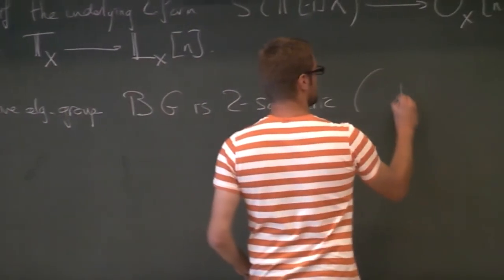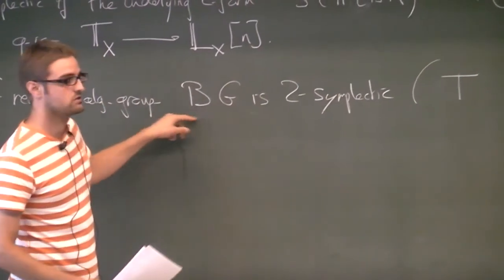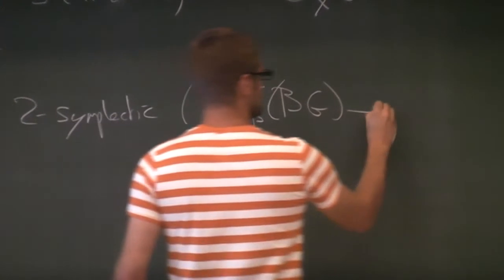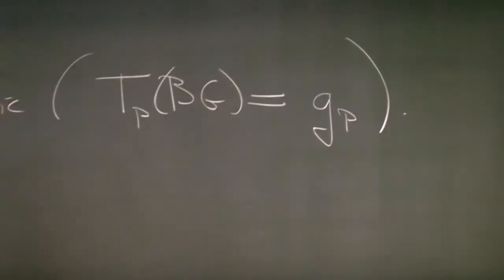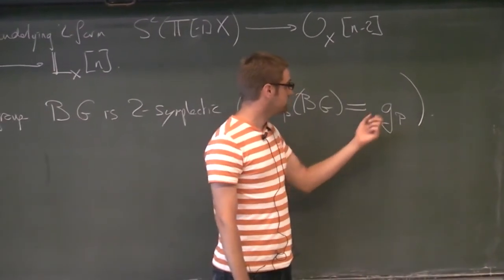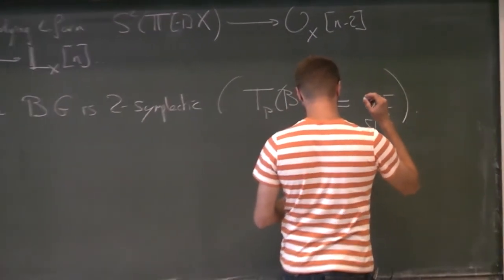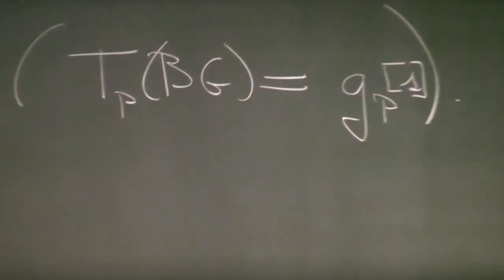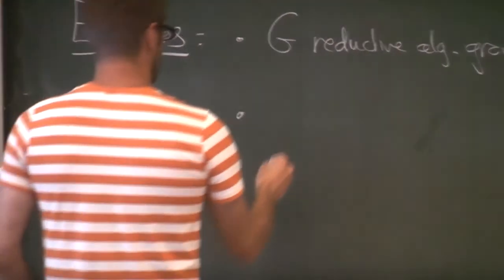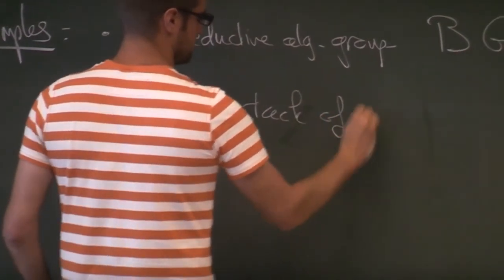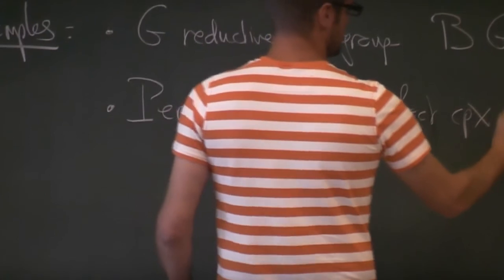It just comes from the fact that a point of BG will be just a G-bundle on some space. So the tangent space at a point of BG is by definition the adjoint bundle of this principal bundle shifted. And on this adjoint bundle you have the trace of the square of the adjoint action, which is a well-defined non-degenerate form. Oh, sorry, there's a shift here. Right. And that's what makes it into something of degree 2. So that's the first thing. The stack Perf, the stack of perfect complexes, is also 2-symplectic.